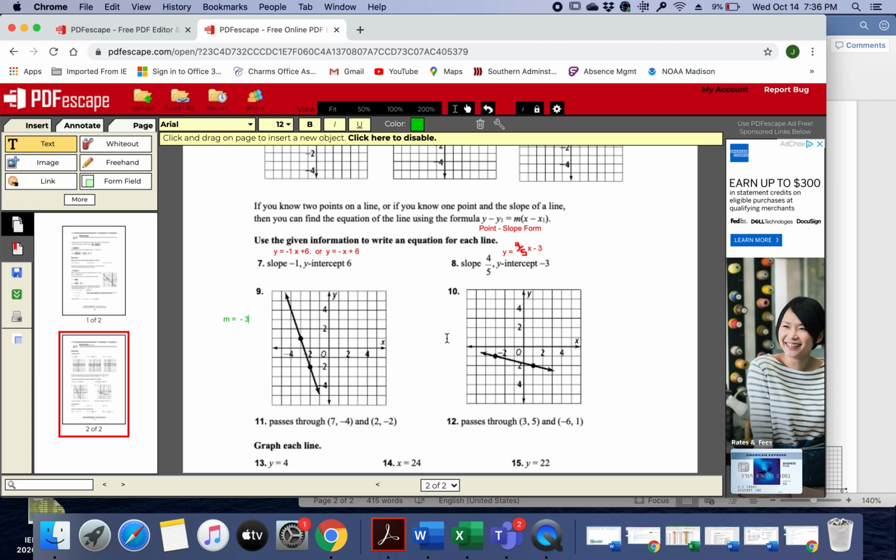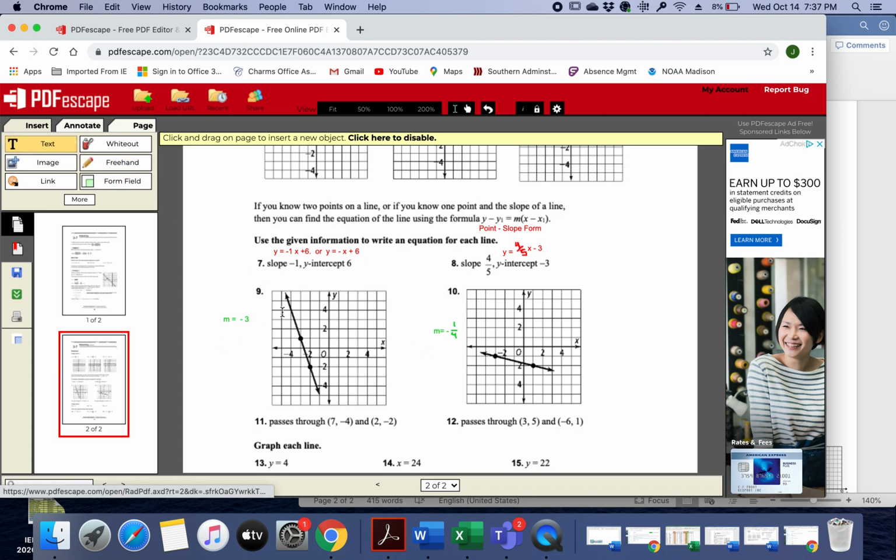Over here on number 10, we can do a similar thing. We look at one point to the other. We go down 1 and over 1, 2, 3, 4. Down 1 over 4, so negative 1/4 is our slope. M equals negative 1/4. I'll freehand that so you can see the fraction really well. Hopefully you can see that negative in front of it, or you can listen.